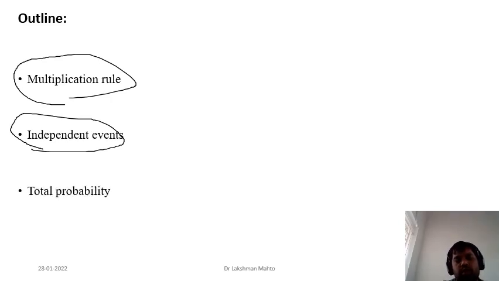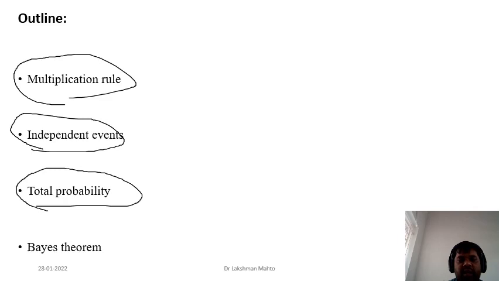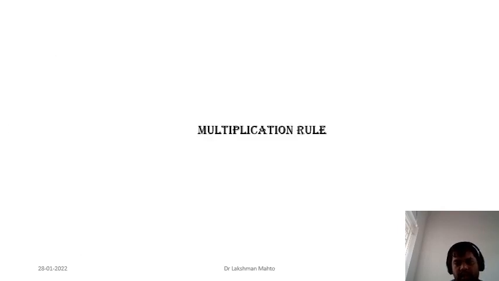Okay. Once we have an idea of independent events, I will go on to discuss in detail total probability. All these three ingredients are very important for Bayes theorem. So the ultimate aim is to understand Bayes theorem in detail. In order to understand Bayes theorem, we need to understand all these three concepts.